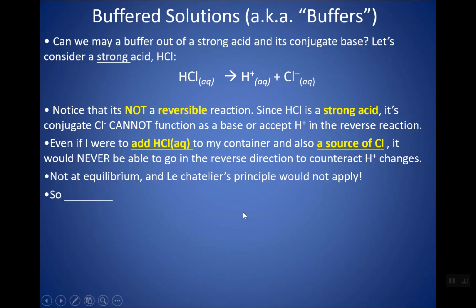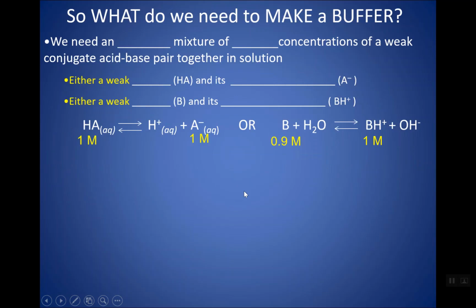Okay, so again, just to summarize, what do we need to make a buffer? We need an approximately equal mixture of large concentrations of a weak acid and its conjugate base, or vice versa. So either a weak acid HA and its conjugate base A minus, or a weak base, we'll give it the symbol B, and its conjugate acid BH plus. So showing you either way, here's a base in equilibrium showing the ionization reaction. Remember, usually we make it react with water because the base doesn't have OH minus in it. So that's how we get the OH minus being produced, because the water is acting as the acid and donating the H plus. And notice 1 molar, 1 molar, 0.9 molar, 1 molar. They don't have to be equal.